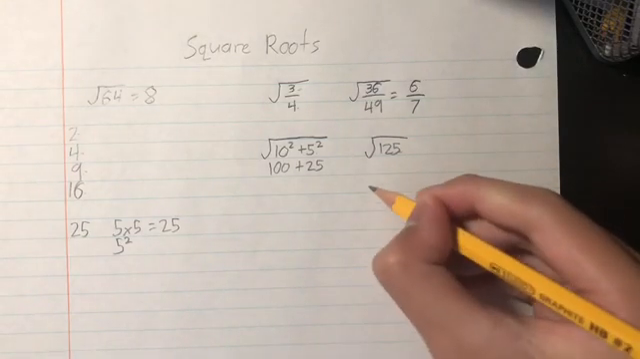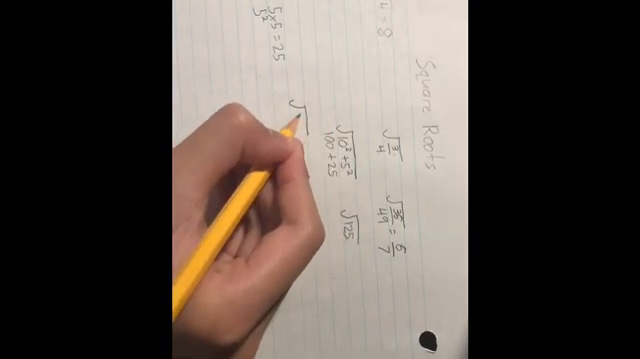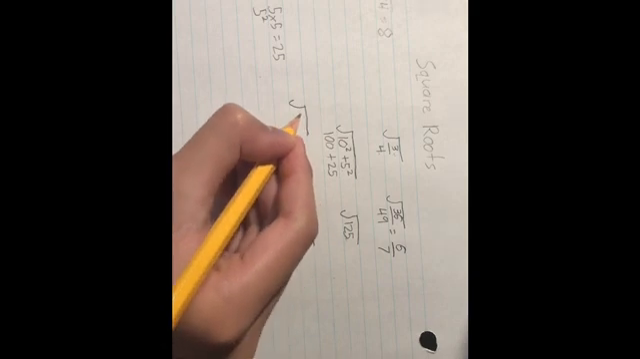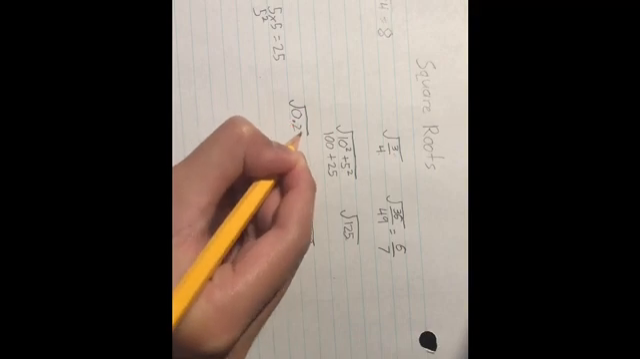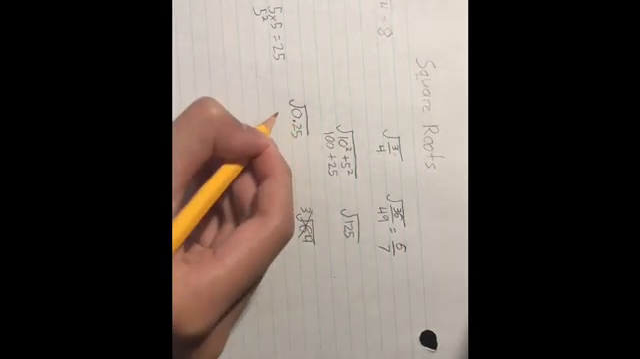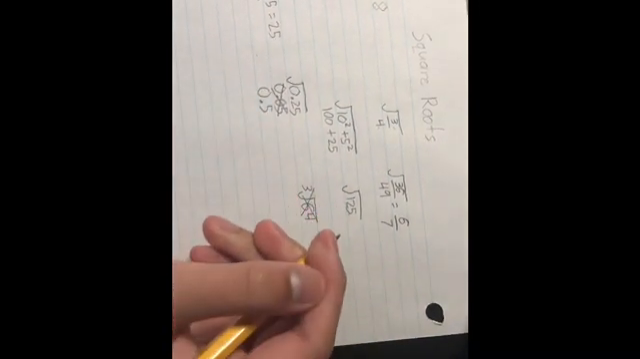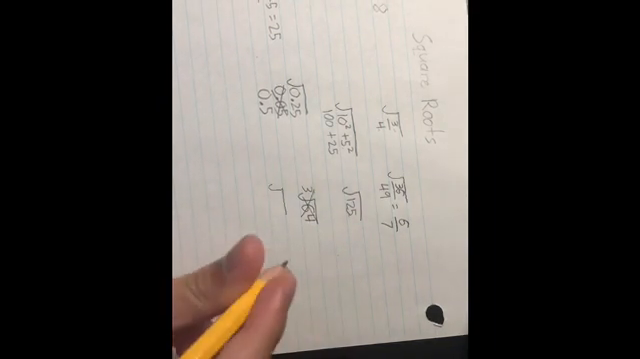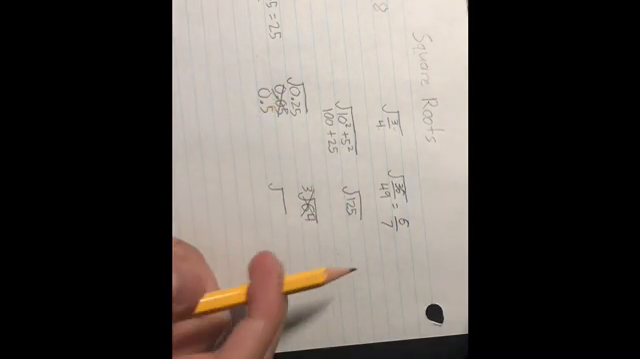If you have a number like 0.25, then the square root of that would equal 0.5. Basically, to summarize this whole thing, it's just to find the number multiplied by itself, the square root.